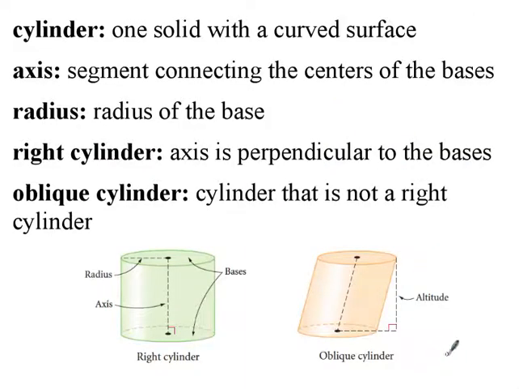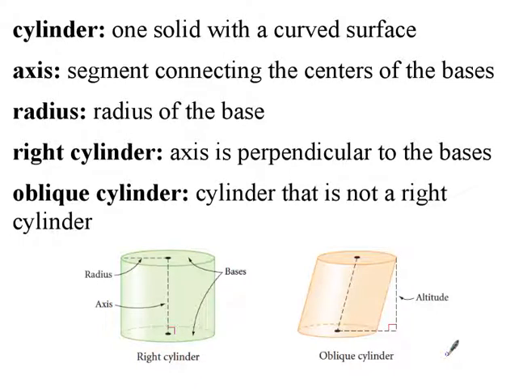And then cylinders. You probably should already know the definition of a cylinder. It's one solid with a curved surface. I don't know if you need to write that down because we've looked at that with a pop can. An axis is the segment connecting the centers of the bases. You might want to write that one down. It's the segment connecting the centers of the bases.